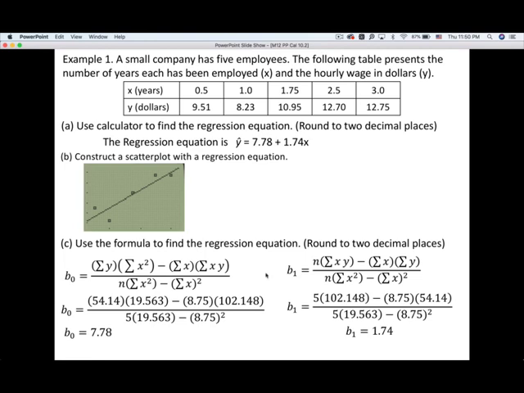You are not done yet. You only found the B0 and B1. Make sure you write down your regression equation. Okay, write it like y hat equal to B0 plus B1x. Write down your regression equation. So that'll be y hat equal to B0 plus B1x.